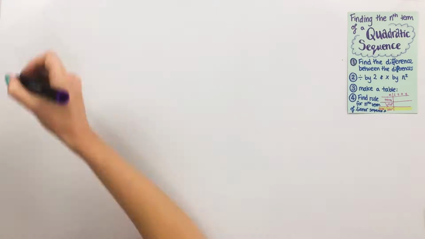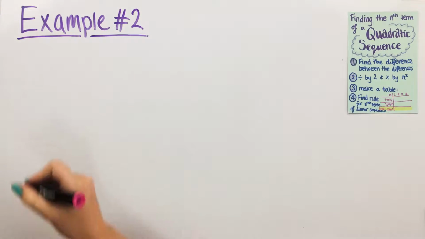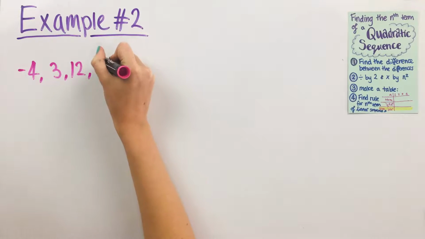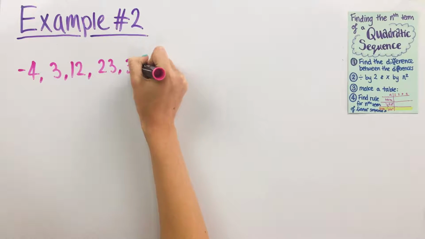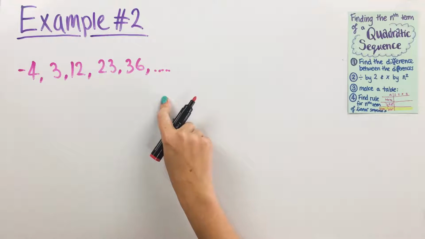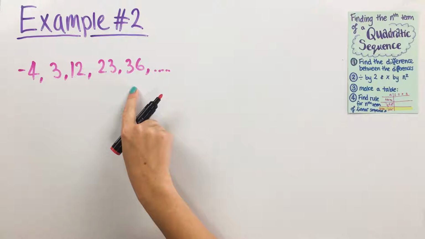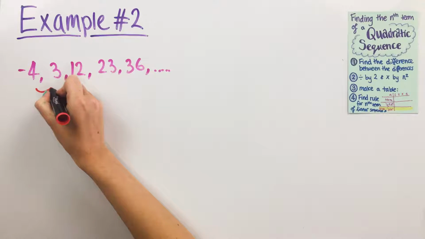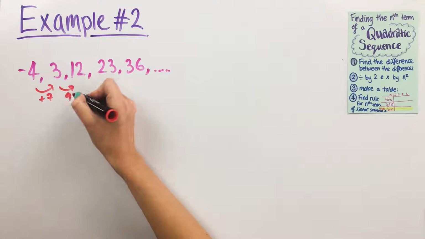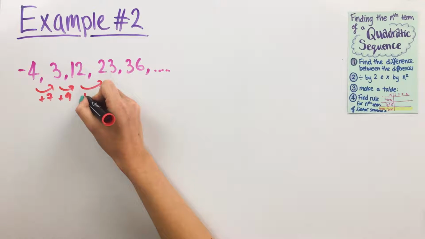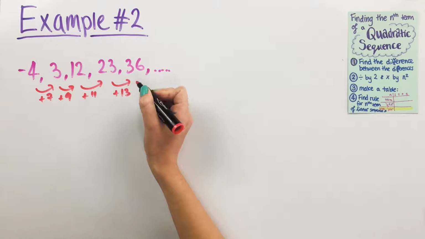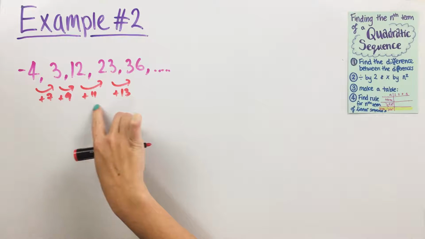Let's try another example. How about finding the nth term of the sequence minus 4, 3, 12, 23, 36? So once again, we should check that this is in fact a quadratic sequence. So let's work out the differences between the terms here. Minus 4 to 3, plus 7. 3 to 12, plus 9. 12 to 23, plus 11, and 23 to 36, plus 13. So it's not a linear sequence, otherwise these would all be the same.